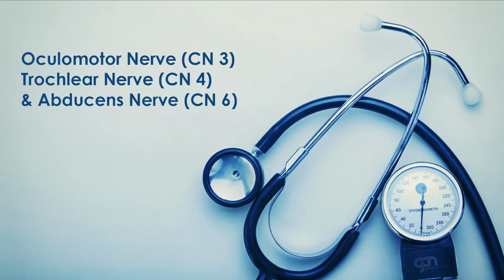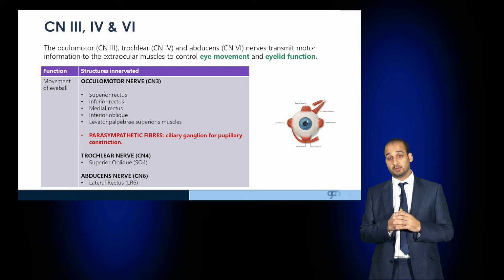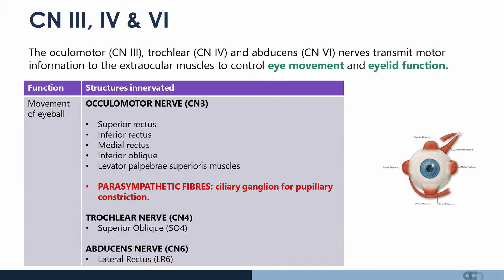The oculomotor nerve, the trochlear nerve and the abducens nerve transmit motor information to the extraocular muscles that control eye movement and eyelid function. Cranial nerve 3 in particular innervates most of the extraocular muscles, the superior rectus, the inferior rectus, the medial rectus, the inferior oblique, as well as the levator palpebrae superioris. The third cranial nerve also has parasympathetic fibers which project to the ciliary ganglion for pupillary constriction.